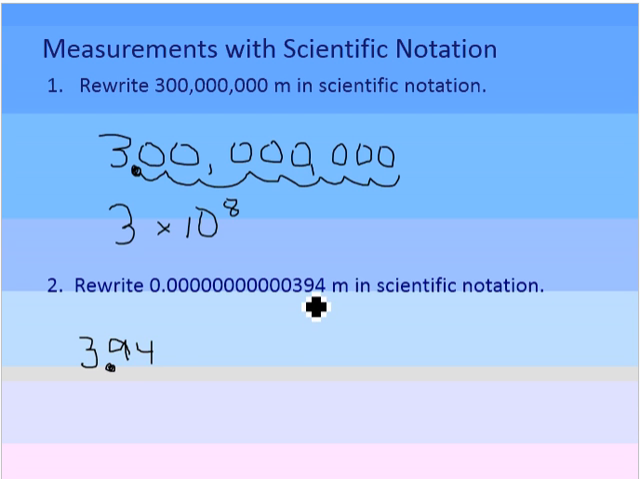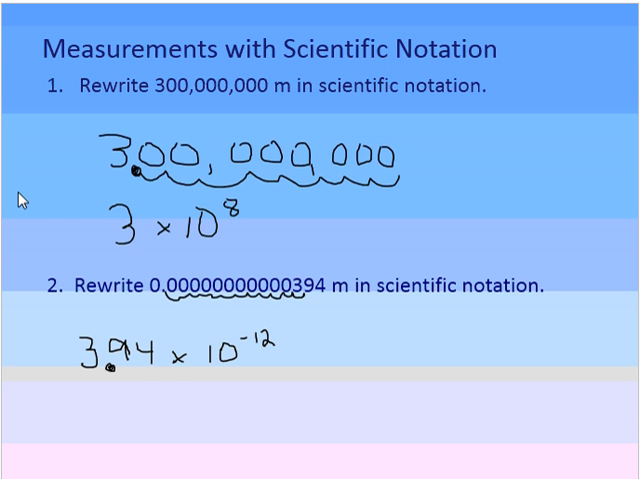And if I think about where that is in this number, right here, I figure out how many times I have to move the decimal point to get to where the decimal point really is in the number. So let's go. 1, 2, 3, 4, 5, 6, 7, 8, 9, 10, 11, 12. So this guy will become 3.94 times 10 to the negative 12. Okay? You may have a different way of doing it, and whatever works for you is fine. That just happens to be the way I do it.